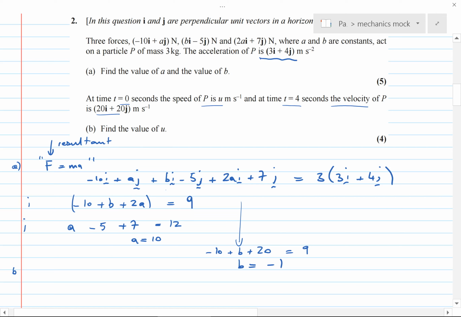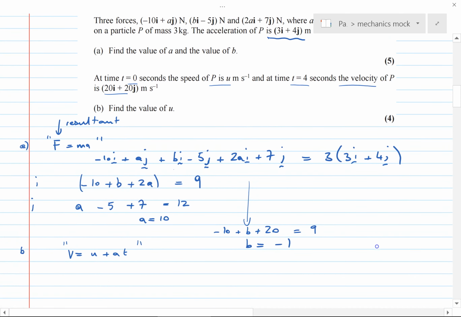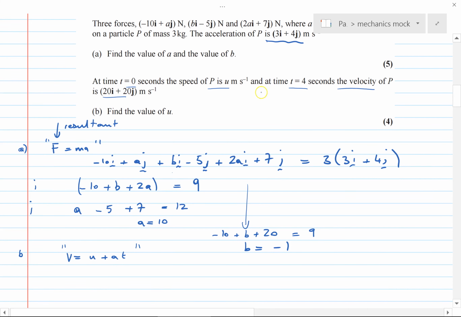So we can use an appropriate equation of motion, v equals u plus at. And we're given the velocity after 4 seconds here. So that's 20i plus 20j equals u, which is what we're asked to find out, plus 4 times the acceleration, 3i plus 4j.